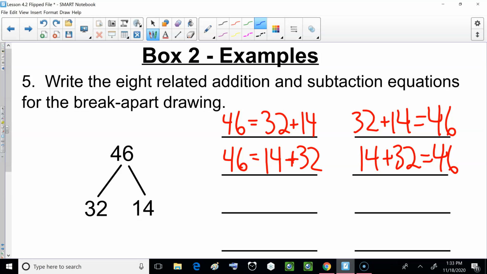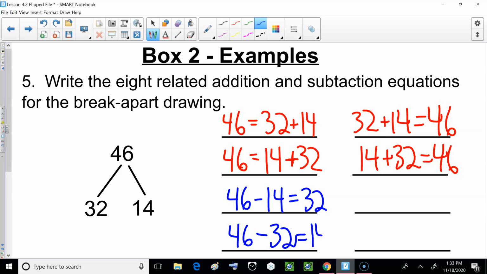So we also have to be careful with subtraction because it's a little bit different, so make sure we have all the parts. So we're going to start with this one. 46 minus 14 equals 32. And the other way to write this would be 46 minus 32 equals 14. Notice our 46 minus 14 is 32.